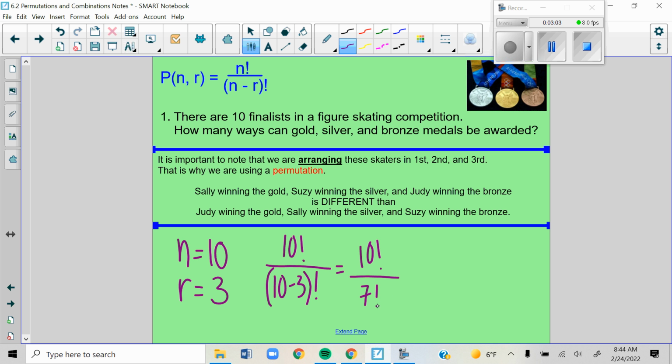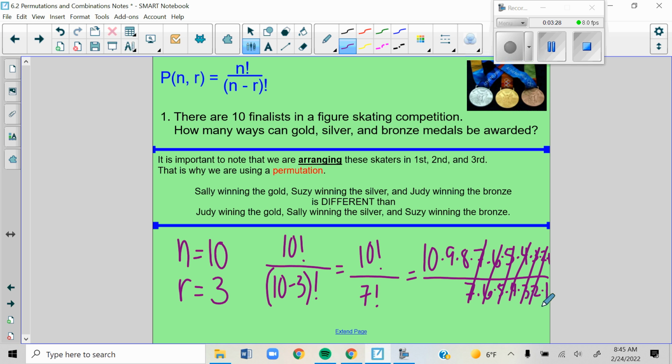So we can actually look at this out by hand. 10 times 9 times 8 times 7 times 6. Ooh, I hope I don't run out of space. 5, 4, 3, 2, and 1. Whew. All right, all over 7 factorial: 7, 6, 5, 4, 3, 2, and 1. So we know with fractions, if I have a number in the numerator and the denominator, I can cancel those. Those are going to reduce down to 1. And so we're left with 10 times 9 times 8, which is what we get if we were using our fundamental counting principle. So they're seeing our formula, they're doing it out by hand, and also relating back to our fundamental counting principle.